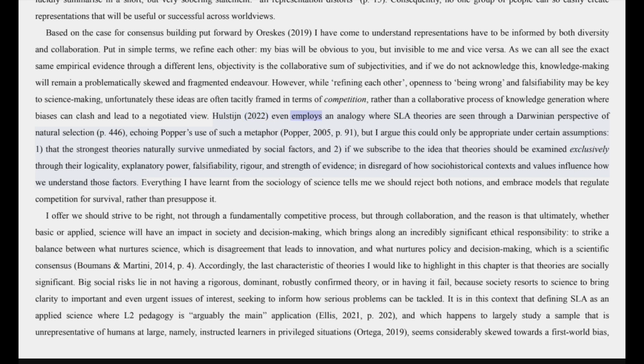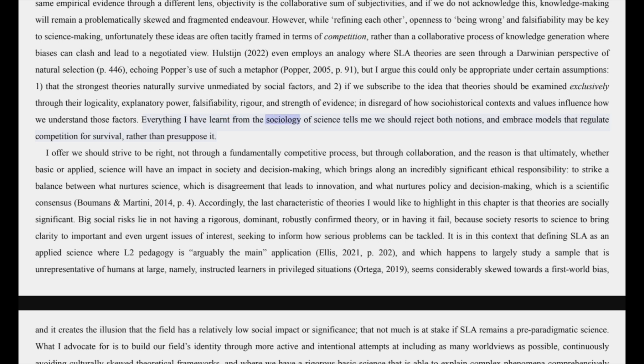Holstein 2022 even employs an analogy where SLA theories are seen through a Darwinian perspective of natural selection, p. 446, echoing Popper's use of such a metaphor, Popper 2005, p. 91, but I argue this could only be appropriate under certain assumptions: 1. that the strongest theories naturally survive unmediated by social factors, and 2. if we subscribe to the idea that theories should be examined exclusively through their logicality, explanatory power, falsifiability, rigor, and strength of evidence, in disregard of how socio-historical contexts and values influence how we understand those factors. Everything I have learnt from the sociology of science tells me we should reject both notions and embrace models that regulate competition for survival rather than presuppose it.